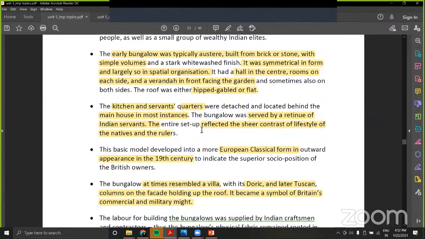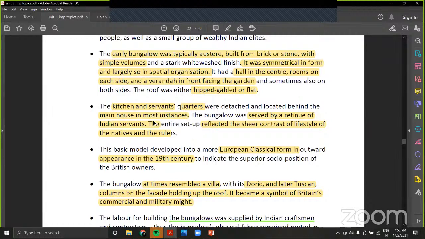So, most of the kitchen and servant residence became a separate house behind the bungalow. Since there was a lot of British influence in India, people started having Indian people as servants, and they wanted to locate them behind the bungalow, just so that they can have them whenever they want, kind of a thing.